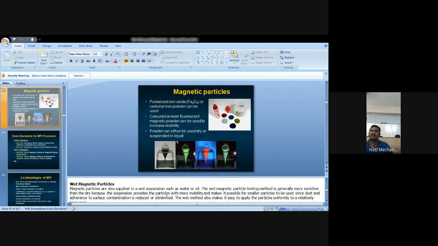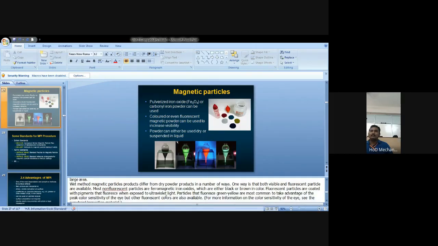Wet magnetic particles are also supplied in wet suspensions such as water or oil. The wet magnetic particle testing method is generally more sensitive than the dry particle method because the suspension gives the particles more mobility, and it makes it possible to use smaller particles since dust and adherence to surface contaminants is reduced or eliminated.